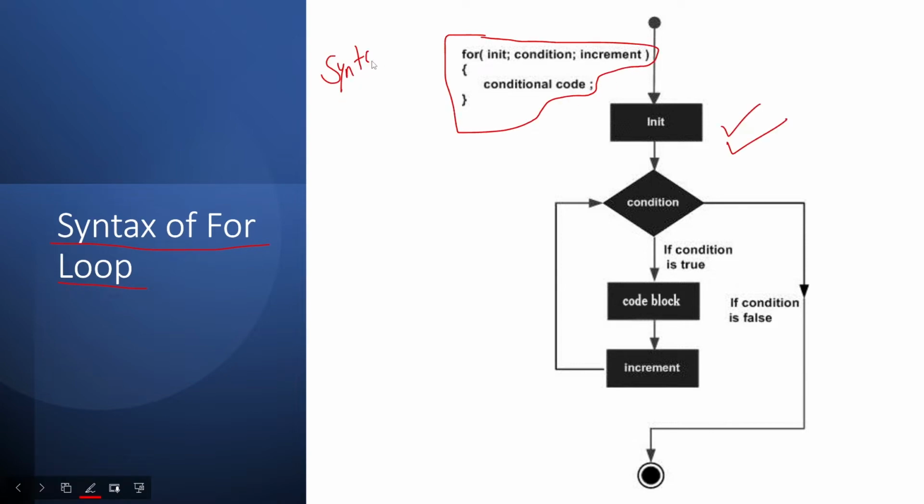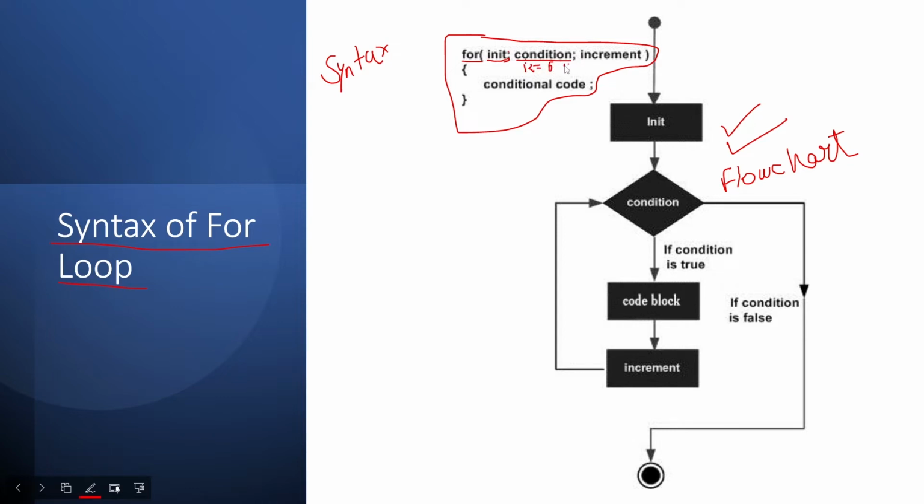This is the syntax and this is the flowchart of the program. Firstly, we discuss the syntax. First, you have to type for, and after that you have to type brackets, and you have to declare a variable like int i. Init means declaration of the variable. After that put a semicolon, and after the semicolon you have to give a condition like i is less than or equal to 6.